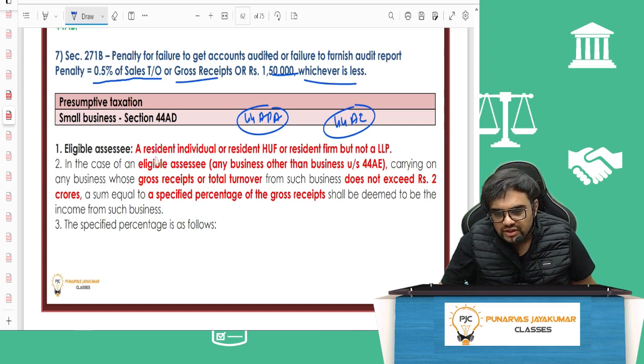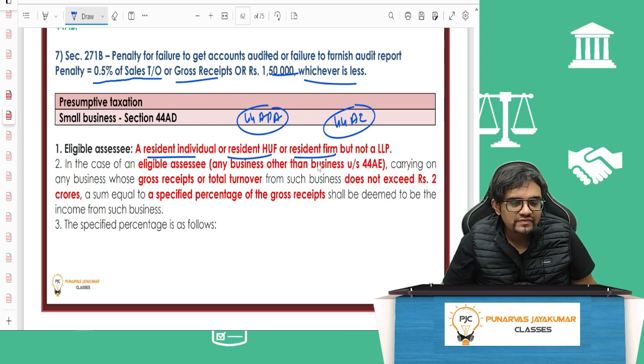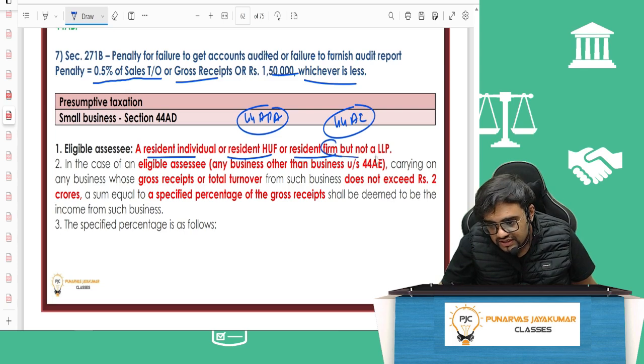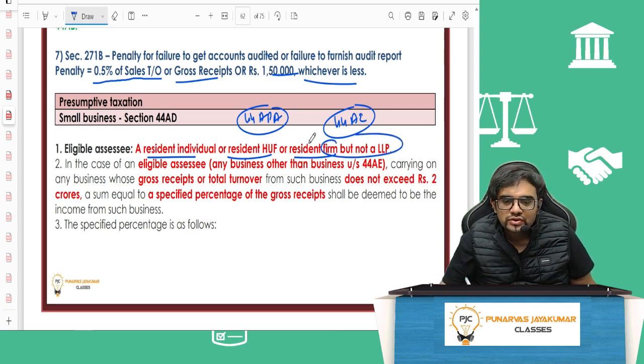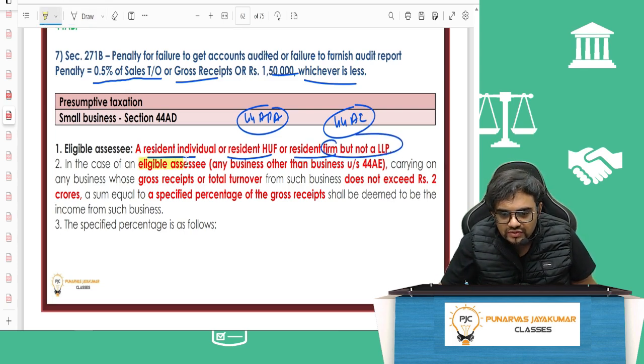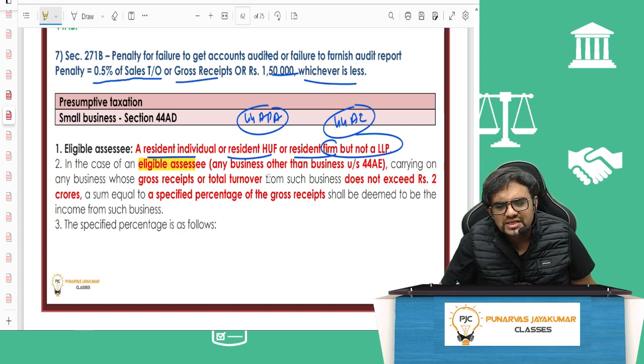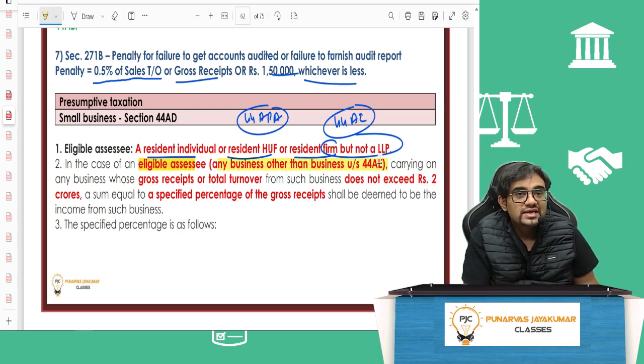This is applicable to resident individual, resident HUF, resident firm. Generally, in the Act, wherever I use the word firm, even LLP is included, but here they have specifically excluded LLP. And you should have an eligible business. What is eligible business? Any business other than 44AE will be eligible business.